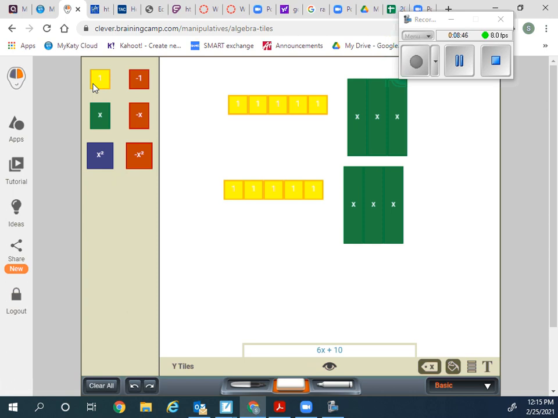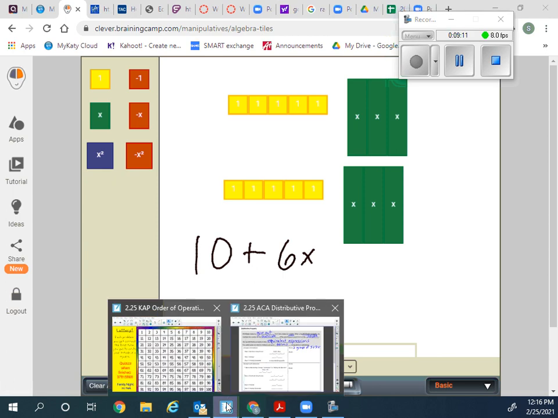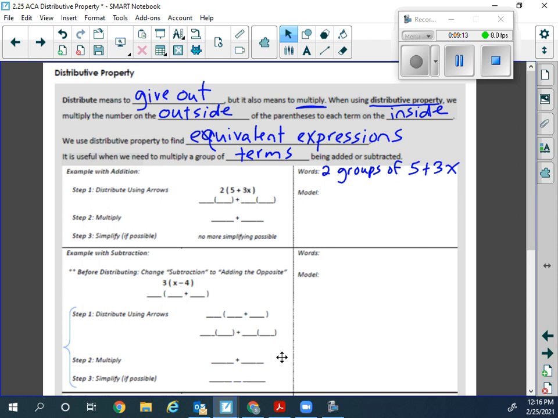What do you guys see? 10 and 5. You should see 10 plus, what do you see over here? 6 what? X. That's exactly right. That's what you see on the screen. Is everybody with me? Now what we need to do, though, is figure out on the paper how to get there. First, let's draw our model.